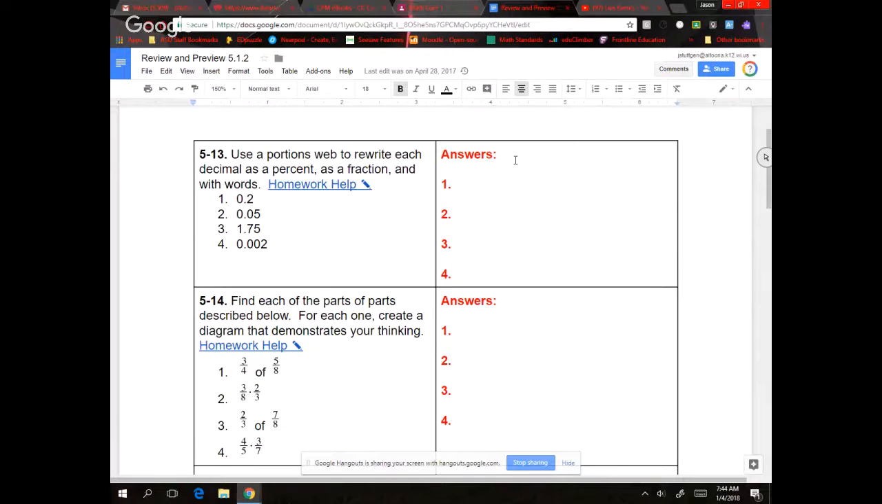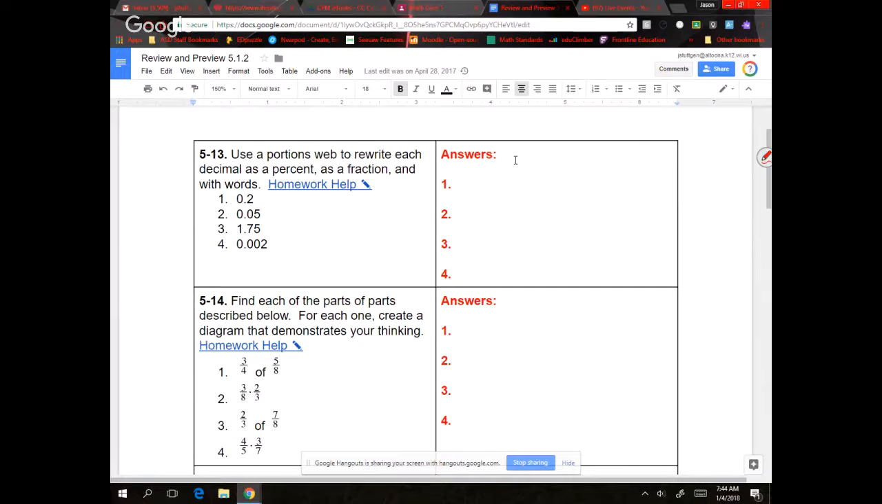All right, these are the answers for and how to solve for Review Preview 5.1.2. First one, you got to take decimals and make them into percents and a fraction. All right, so the first ones I'd probably make into fractions first.